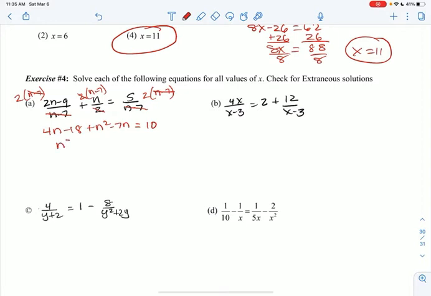Now, I do have a quadratic because I have an n squared. So I have n squared. I'm going to write it in standard form, which means the n squared comes first. 4n minus 7n is negative 3n. And I have negative 18. And I'm going to bring the 10 over to the other side. I could have done that all at once, but I didn't want anybody to get lost along the way, so I subtract 10. Because the only way to solve a quadratic is to factor it.